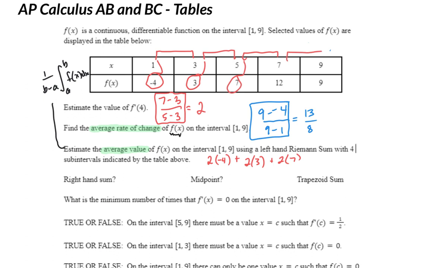And the last one, base is 2, height is 12. Now, this estimates the integral. So this estimates what I've done right here, the area from 1 to 9. So to do the average value, I, of course, would have to add this 1 over 9 minus 1 to the front of that. That's not part of the Riemann sum, but that's what makes it the average value.